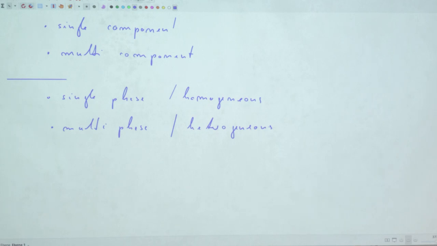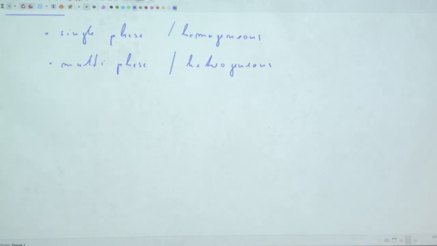A homogeneous system is a single crystal of copper, for example. A heterogeneous one could be a copper crystal containing some precipitates also. I think these are things known to you. Now, if we want to describe our thermodynamic systems, I already used some terms without explaining them. We have to use some variables to characterize our system.